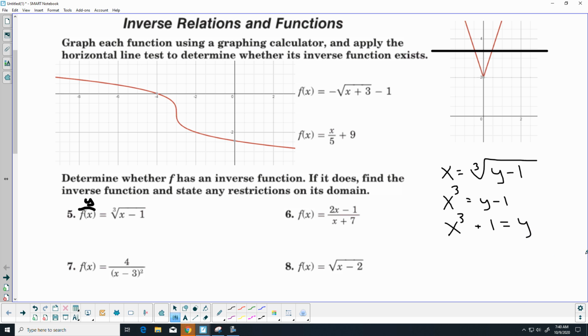And then I need to show that it is an inverse. So I'm going to write it back in function notation. And that little superscript negative 1 shows that it's an inverse. So the inverse function of x is x cubed plus 1. And you do the same thing for 6, 7, and 8. Switch your x and y's around, and then solve for your new y.